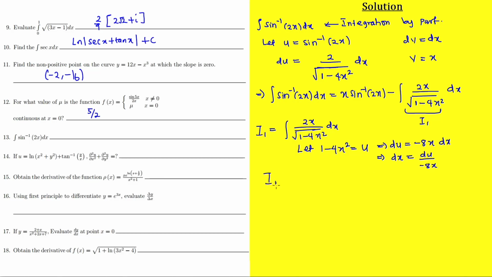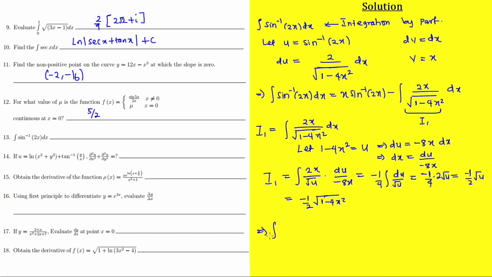So my I1 can be written as the integral of 2x over the square root of u, then dx is du over minus 8x, which gives minus 1 over 4 integral of du over square root of u. If you integrate u raised to the power minus 1 over 2, you get 2 square root of u. That's just elementary. So I'm going to have minus 1 over 2 square root of u, or written as minus 1 over 2 square root of 1 minus 4x squared, since your u is just 1 minus 4x squared.